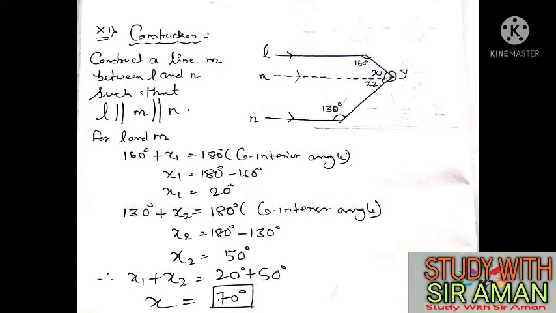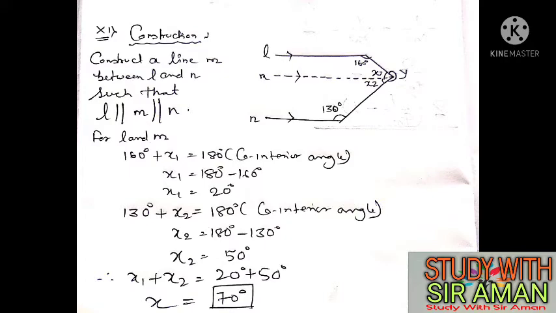Okay, now for L and M, check first two lines where 160 is there and X is there. Check first two line. Okay, 160 and X. What is the relation? They are co-interior angle. 160 plus X1 is equal to 180. In the bracket I have written co-interior angle. Therefore X1 is equal to 20.